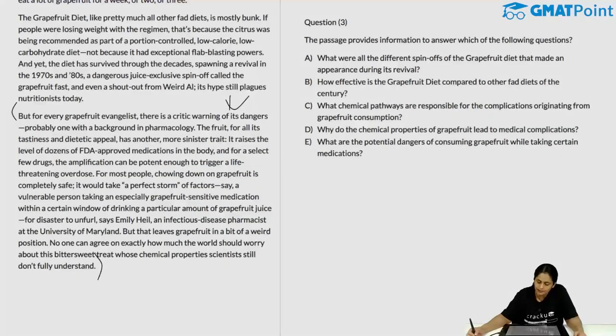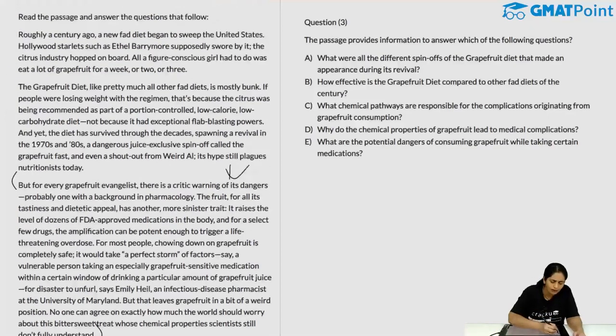The passage provides information to answer which of the following questions? What were all the different spin-offs of the grapefruit diet that made an appearance during its revival? Only one spin-off is given, so we don't know what the different spin-offs are. "Yet the diet survived, spawning a revival, a dangerous juice-exclusive spin-off, grapefruit." So we got one spin-off, but we don't know what all the different spin-offs were. So we can't answer this particular question.